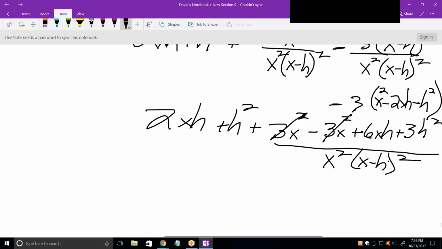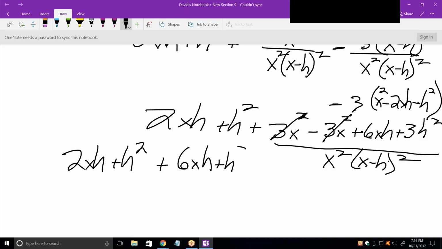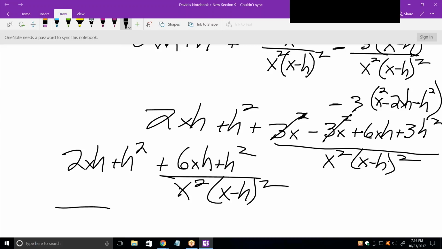So what do we have here? I'm going to start further to the left now. I have 2xh plus h squared, and I have nothing but plus signs. So I have 6xh plus h squared all over that common denominator. And all of that is over h.